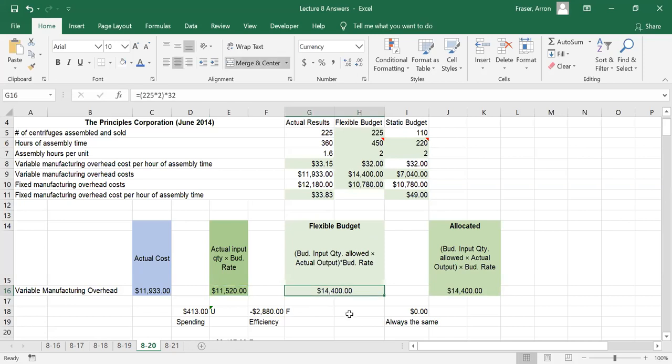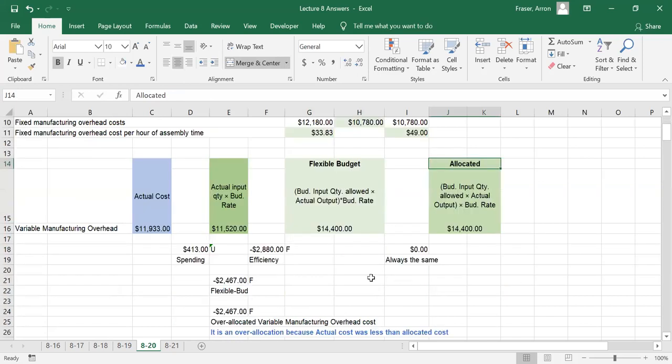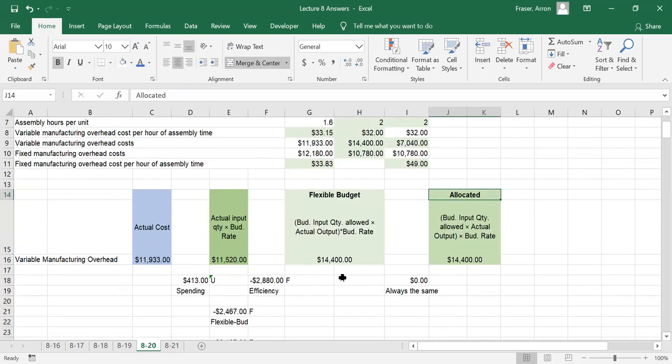And then for the flexible budget, it would be the 225 centrifuge times the 2 hour standard that we expected times the standard rate of $32 an hour. That will give us 14,400. The flexible budget and the allocation remain the same. When we look at the variances, we'll see that the actual spending was more than the actual quantity times the budgeted rate. So you'll have an unfavorable spending variance of $413.